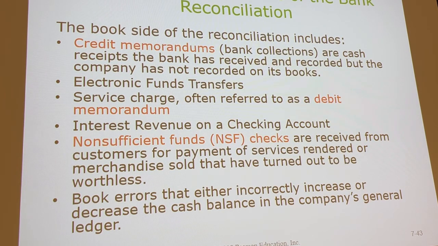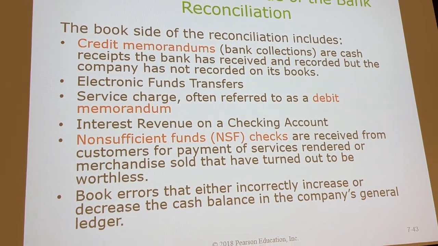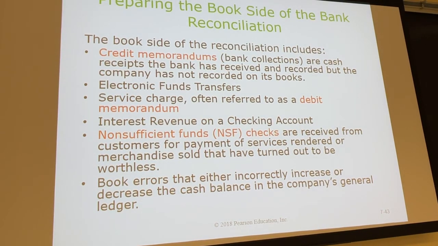And in that case, we'd have to make the adjustment when we did our bank reconciliation. If it was paying an electric bill, it would be a negative adjustment on the book side of the reconciliation. Then there's service charges from the bank. Those would always be negative adjustments on the book side. We wouldn't be aware of those till we received our bank statement.